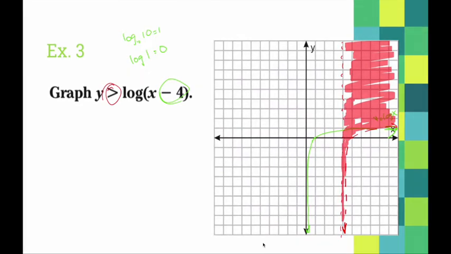Do not shade to the left of the asymptote because the function is not defined there.